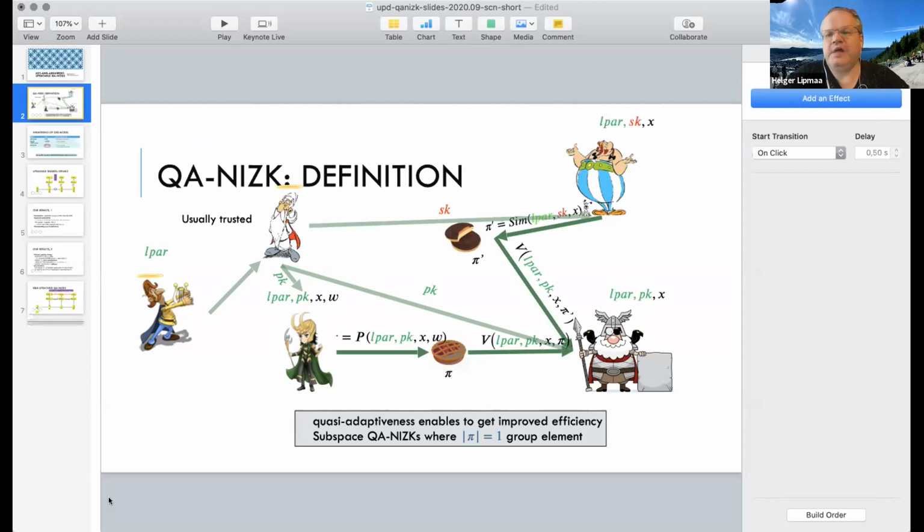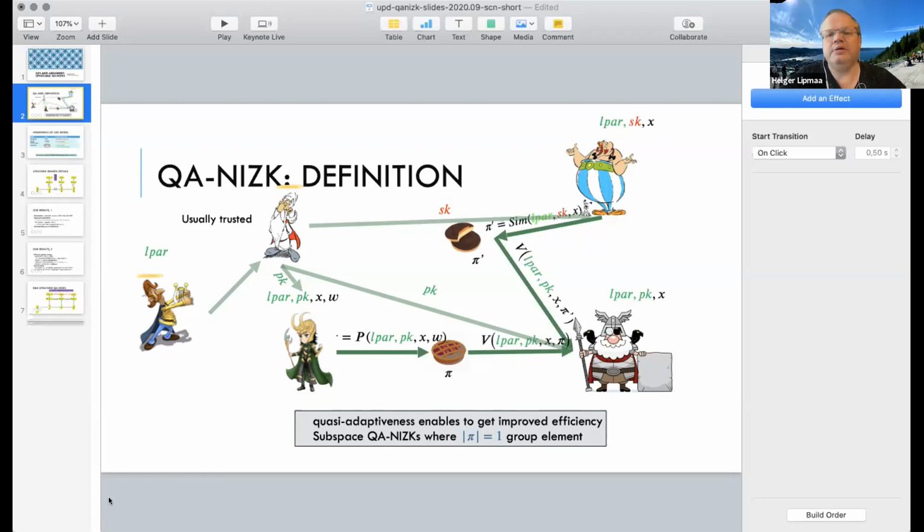As usually in the case of zero knowledge, you have a simulator who has access to something that the prover doesn't know. In this case, it's a secret key corresponding to the public key, or a trapdoor corresponding to the CRS. But note that there's no trapdoor corresponding to the language parameters. The simulator just knows LPAR, secret key, and X, and outputs a pi that looks indistinguishable from the pi generated by the prover.